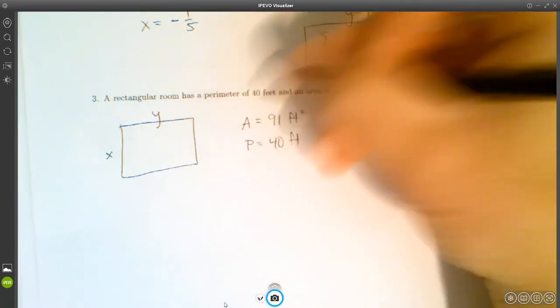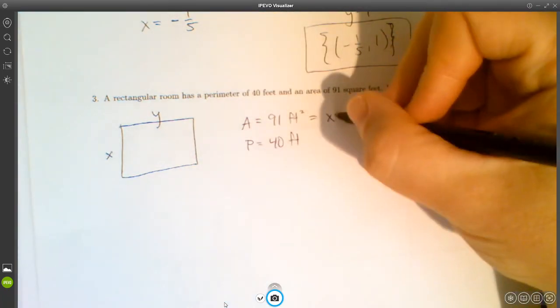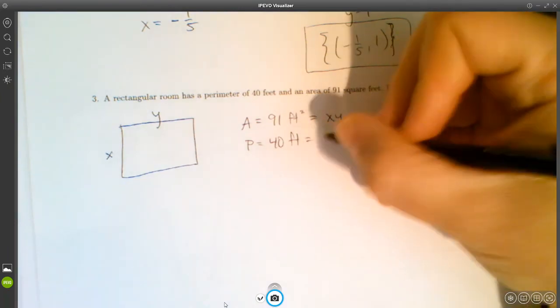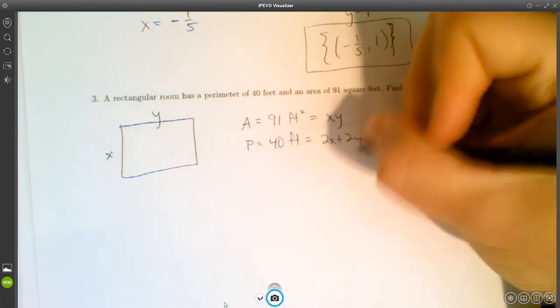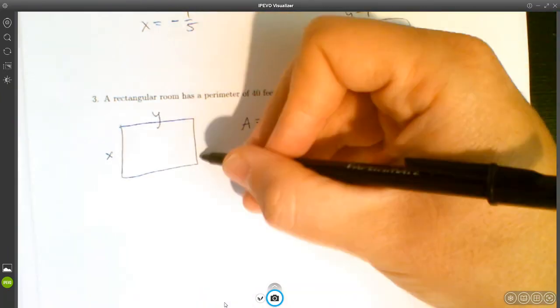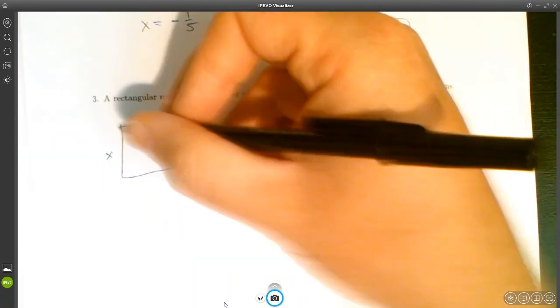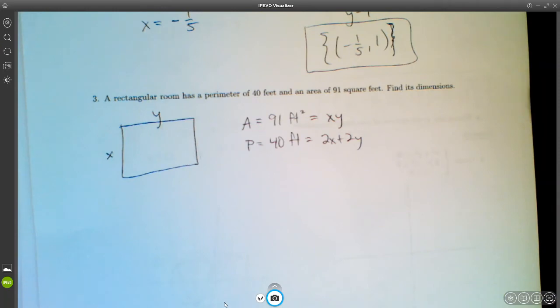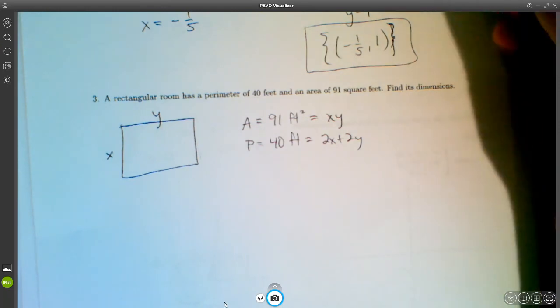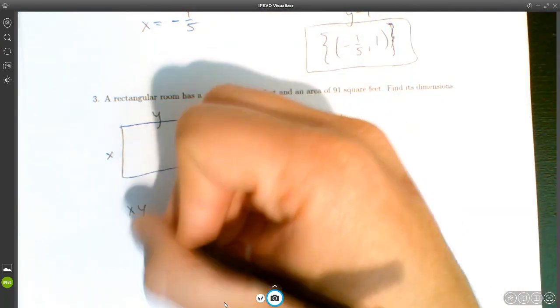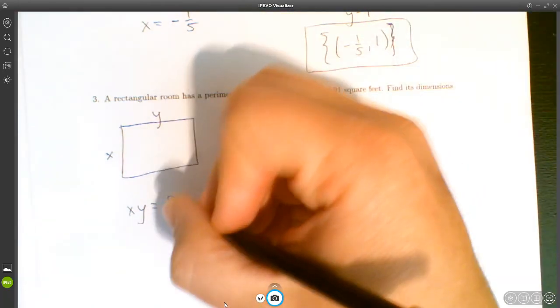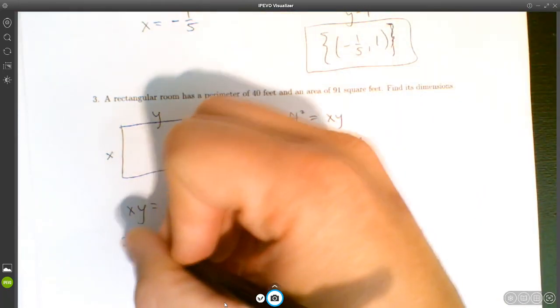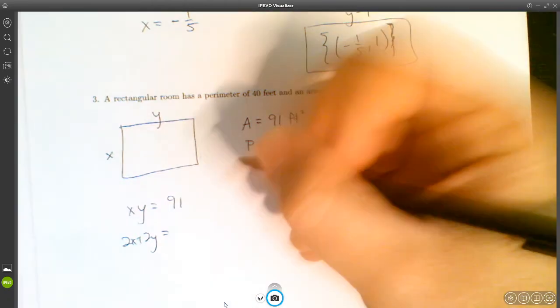We know that the area is x times y, and the perimeter is 2x plus 2y, right? It's this plus this plus this plus this, so that's x plus y, or 2x plus 2y. And there you go. That's a nonlinear system, right? You get the system xy equals 91 and 2x plus 2y equals 40.